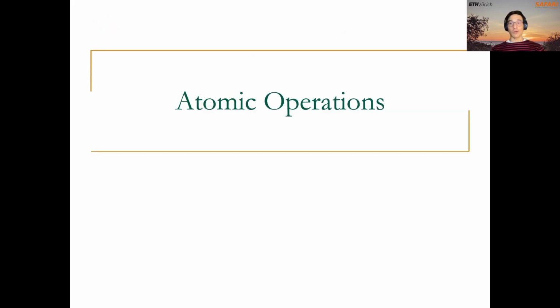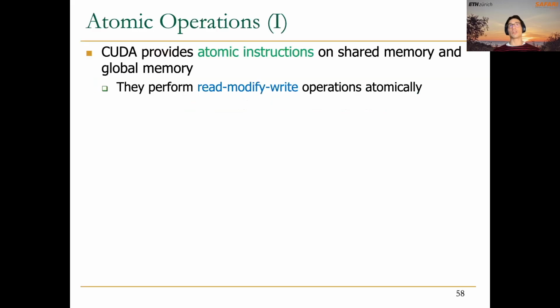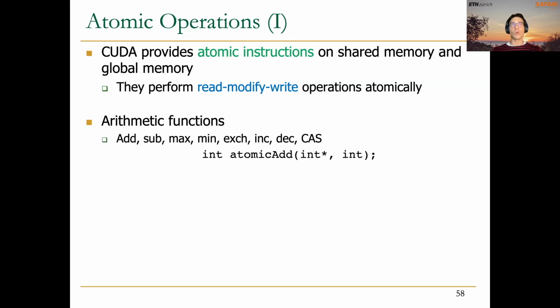Now it's time to talk about the other considerations. I mentioned as well in the beginning of the lecture, atomic operations. Atomic operations are extremely useful because they perform read, modify, and write operations atomically. CUDA provides atomic operations since almost the very beginning on shared memory and on global memory. There are different atomic operations, some of them executing arithmetic functions or bitwise operations as well. Here you can see one example.